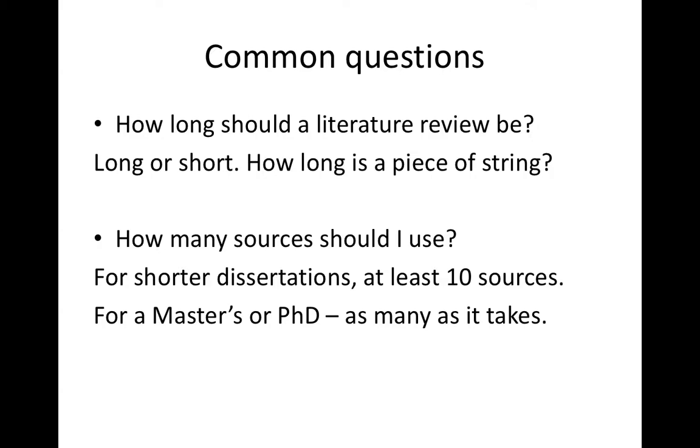More importantly, a lot of people say to me, how many sources should I use? For people who are doing shorter dissertations, like 4,000 words, I think the general guidance from the school is try and use at least 10 sources of info as part of your literature review. But if you're going on to master's study or doing a PhD, of course, it's as many as it takes. You've got to do a thorough literature review for those levels of study. So make sure you are quite thorough with that.